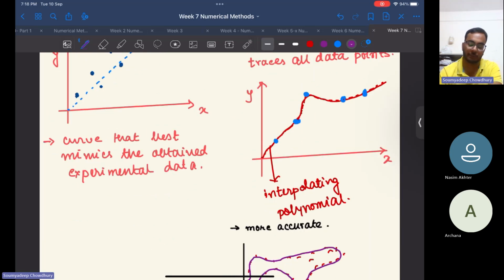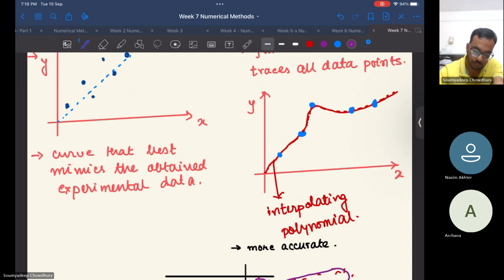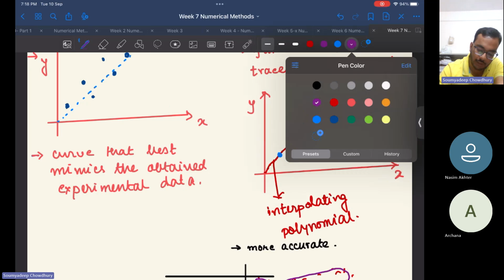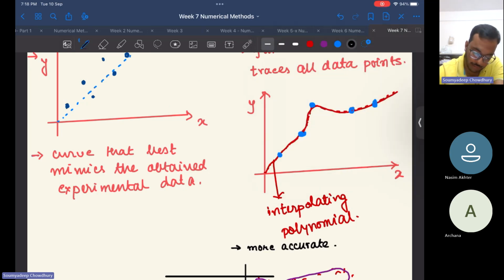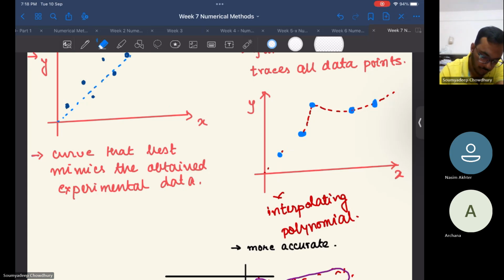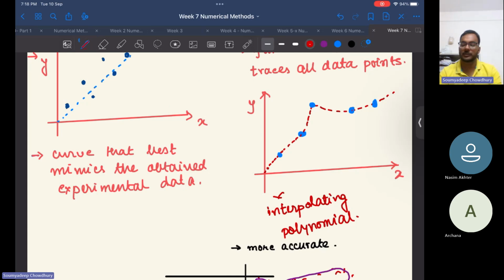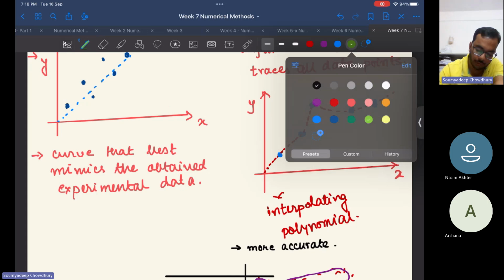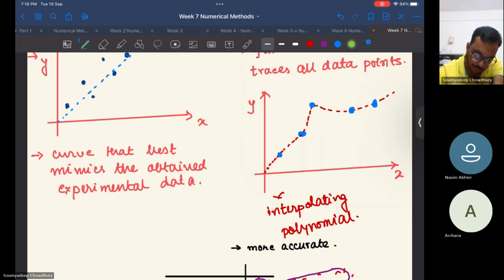Suppose in the same graph, I draw both the interpolating curve and the regression line. So this red curve shows the interpolating polynomial. And if I do the line of regression, it will be something like this. This green line is representing the line of regression.